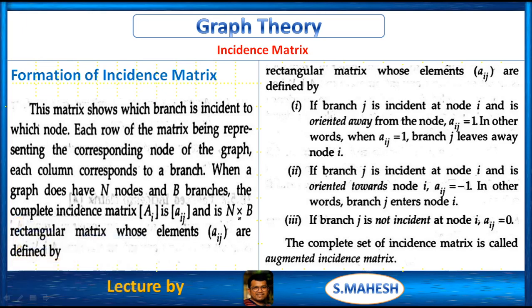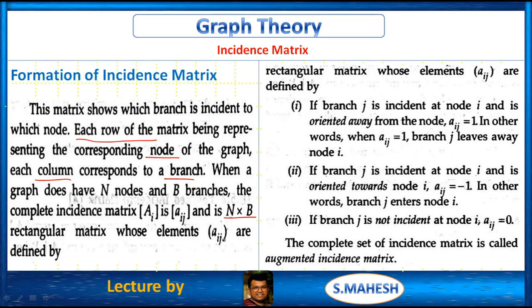So n represents the number of nodes, with each row of the matrix representing a node and each column corresponding to a branch. The class of that matrix is n by b, which is a rectangular matrix whose elements are Aij.